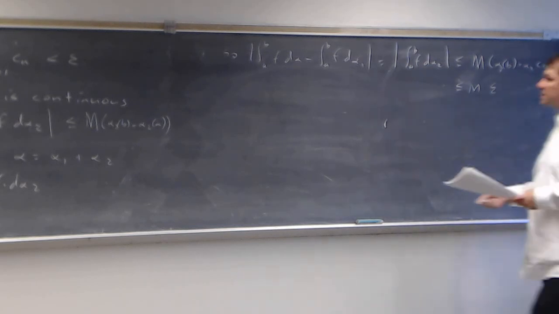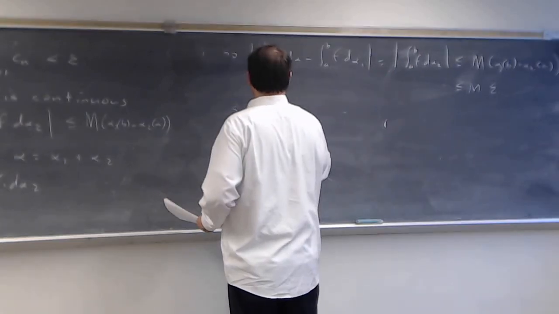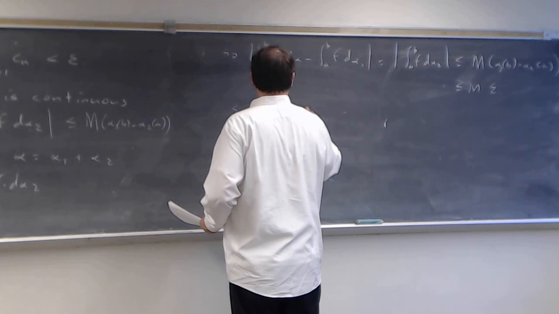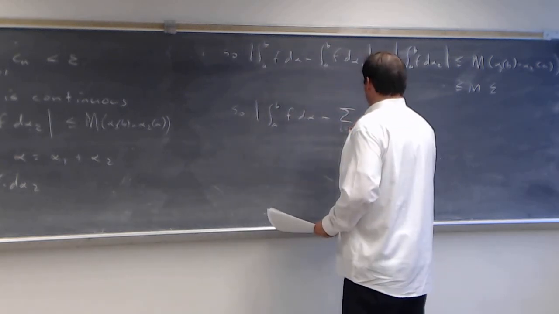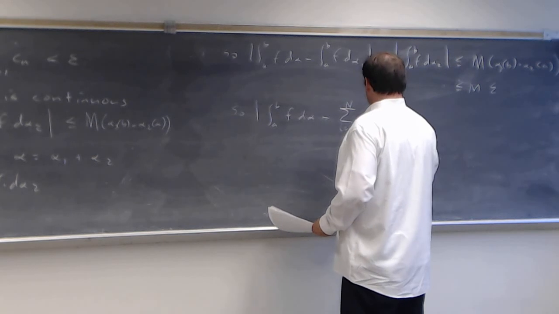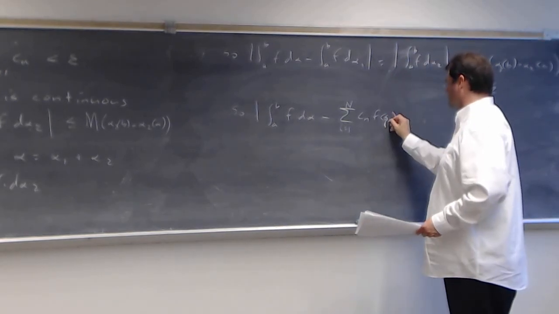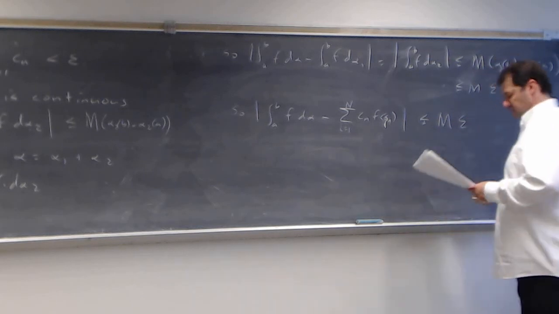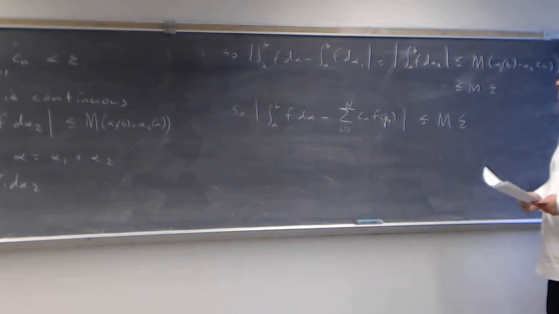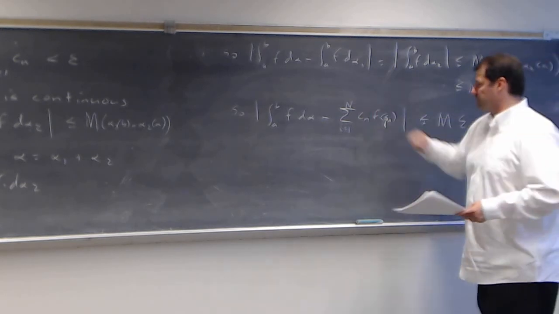Okay? So what we end up getting is that this difference between the integral from A to B of f d alpha minus this sum, we know the answer to it. It's the sum as i runs from 1 to n of c sub i f of s sub i. That's going to be less than or equal to M times epsilon. That worked for any n bigger than big N, and I took this n in particular.